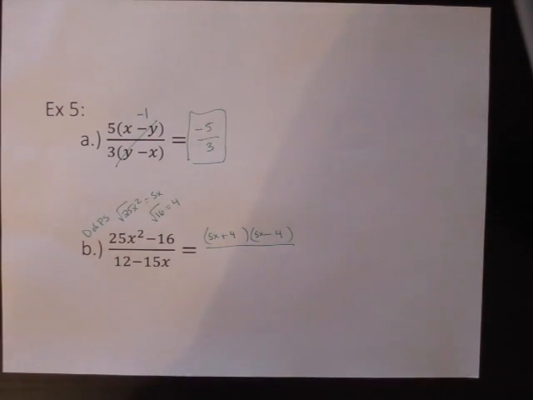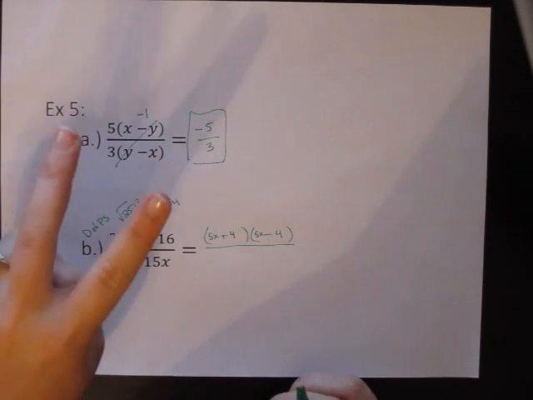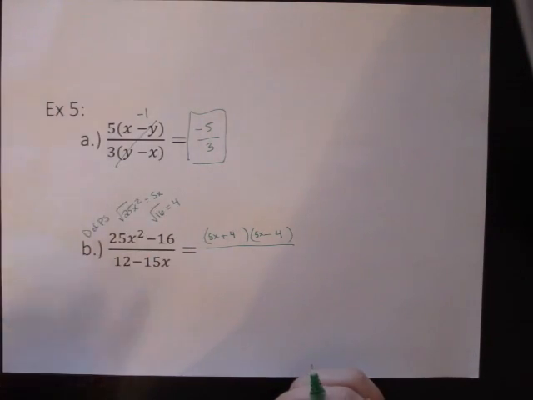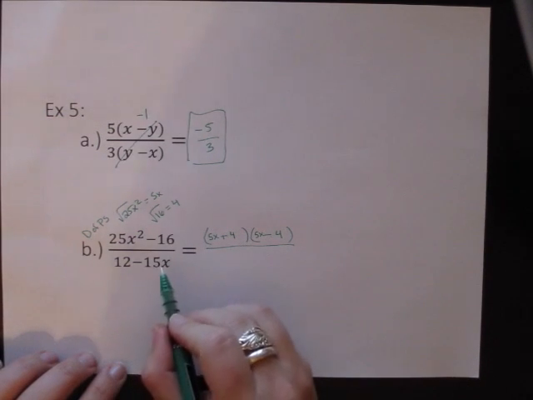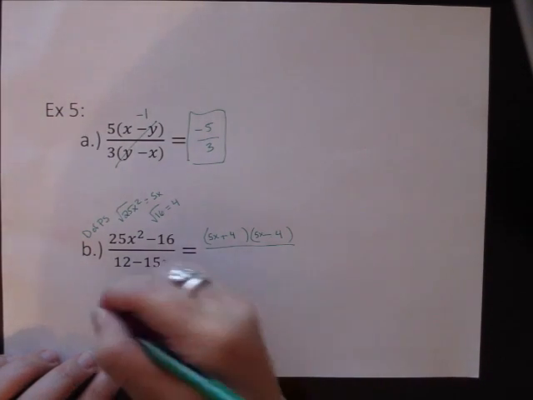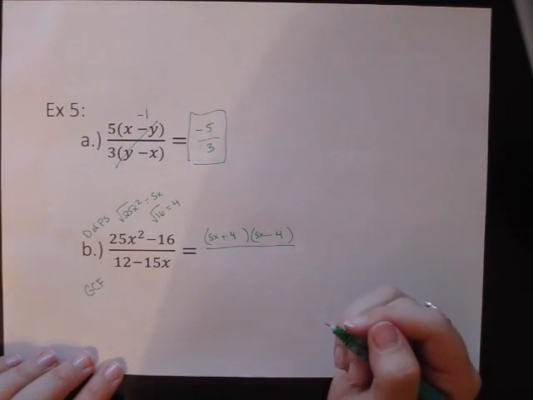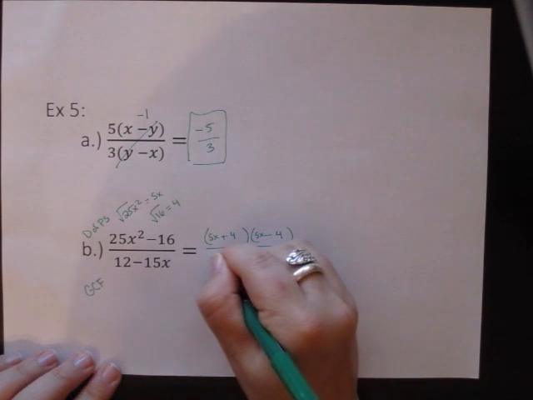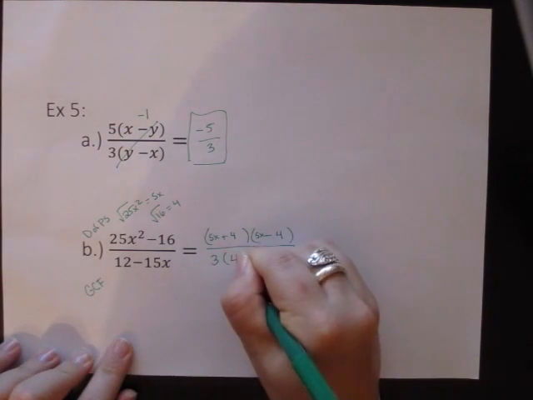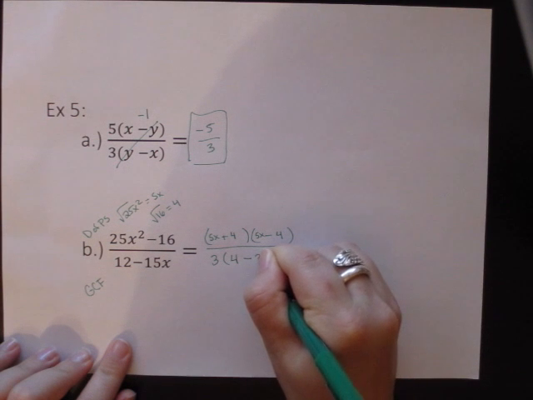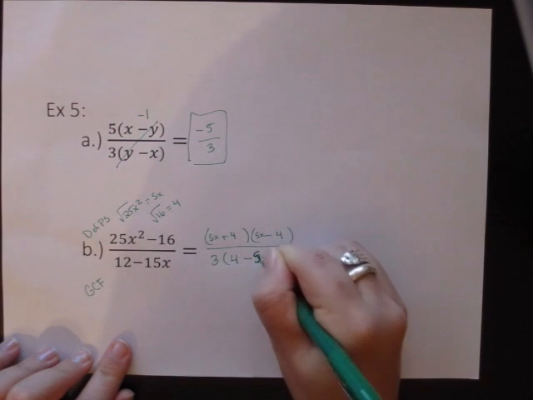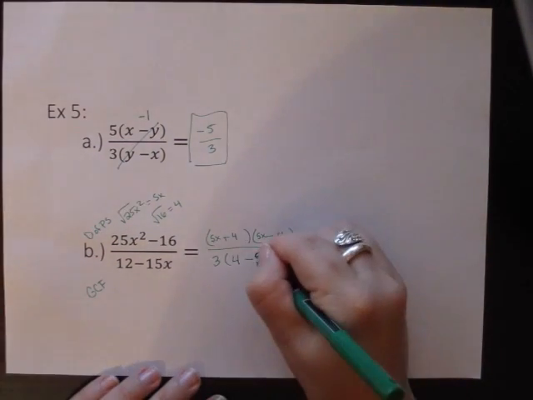I've cleaned up my numerator. Now I've got to clean up my denominator. I've got 12 minus 15x. If I look at 12 minus 15x, I've got two terms. So it either can be a GCF or it could be a difference of perfect squares. 15 is definitely not a perfect square, so all I can do is a GCF. And the greatest common factor that I can pull out is a 3. When I pull out a 3, I'm going to be left with 4 minus 5x.